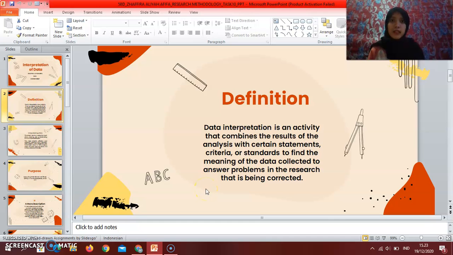The first topic is about definition of data interpretation. Data interpretation is an activity that combines the results of the analysis with certain statements, criteria, or standards to find the meaning of the data collected to answer problems in the research that is being conducted.